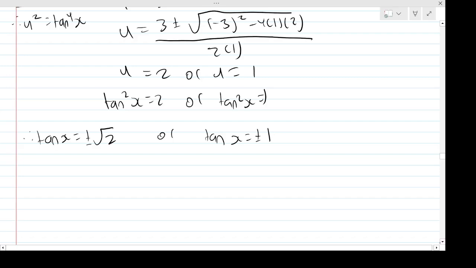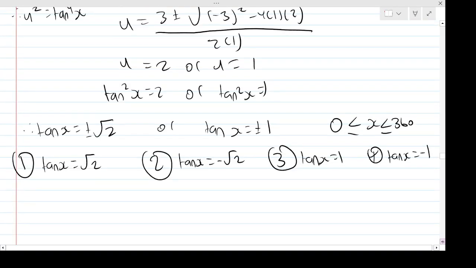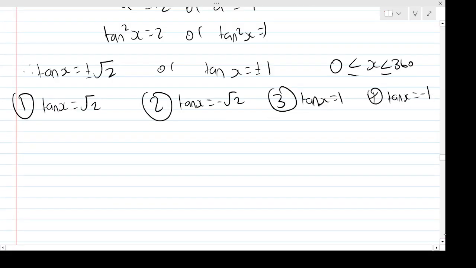So therefore we've got 4 different equations to solve. So either tan x is positive root 2, tan x is minus root 2, tan x is positive 1, or tan x is negative 1. We need to solve all 4 of them in the range, again, between 0 and 360. So we just need to solve them. Fairly normal equations, but we need to solve all 4 of them.